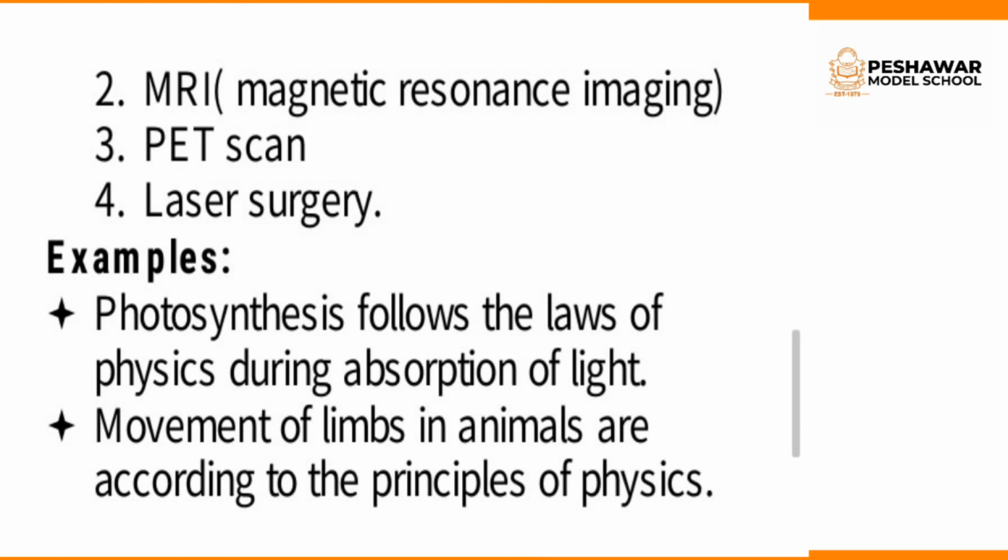Okay, examples of biophysics: photosynthesis follows the laws of physics using the absorption of light. It means that photosynthesis takes place best in blue and red light. If you hear that photosynthesis takes place in plants best in two colors, red and blue light, it is because red and blue light have the ability to absorb the sun's light for the process of photosynthesis. Similarly, the movement of limbs in animals follows the principles of physics. Whenever we contract or relax our muscles, when we do the movement, it is also based on the lever principle.